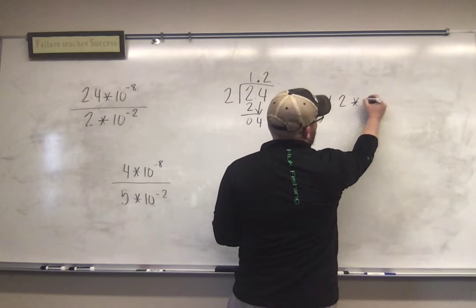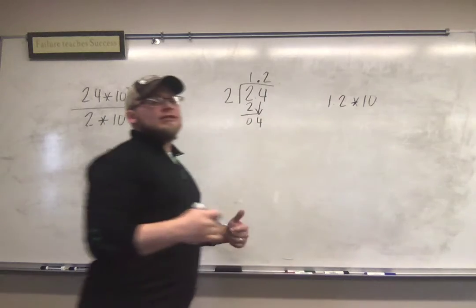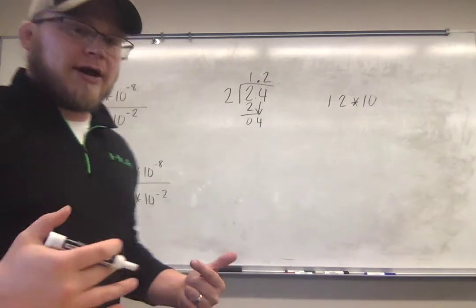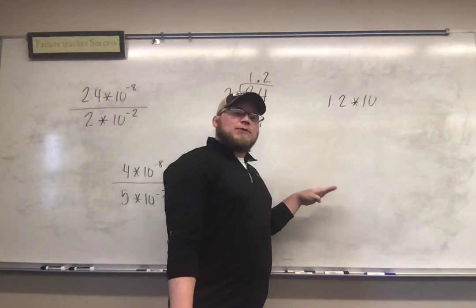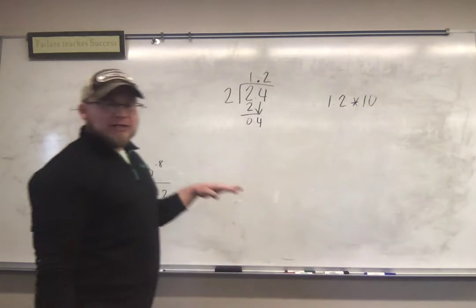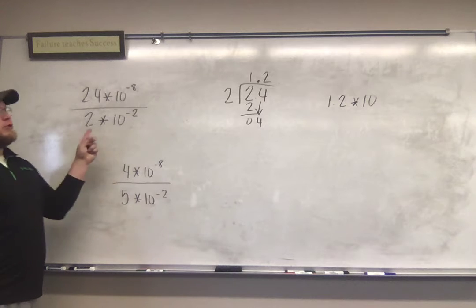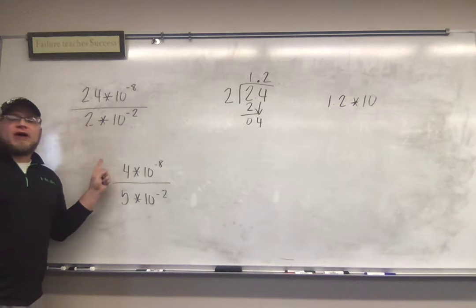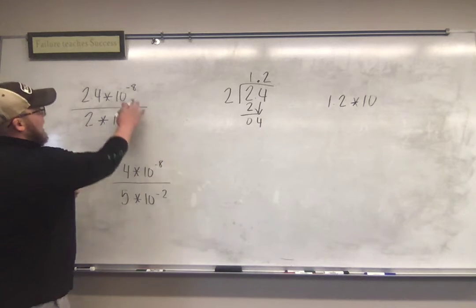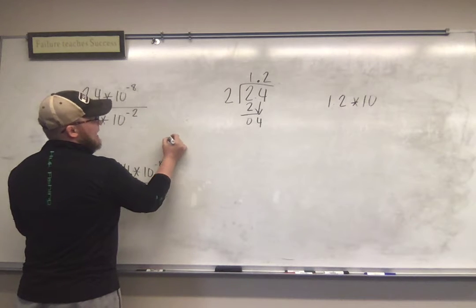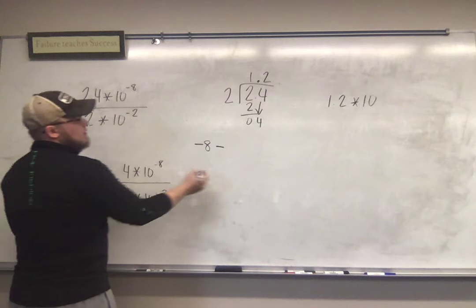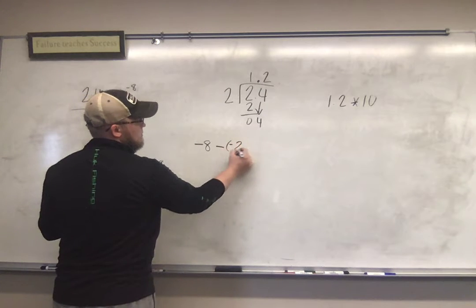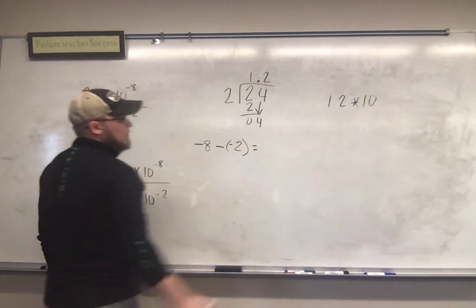And we know the next part is times 10. Now we just need to figure out the exponent, okay? Now, when we did our first examples, we added the exponents because we were multiplying. But on these ones, we're going to subtract the exponents because we're dividing. Okay, so it's actually going to be -8 subtract -2 equals what?